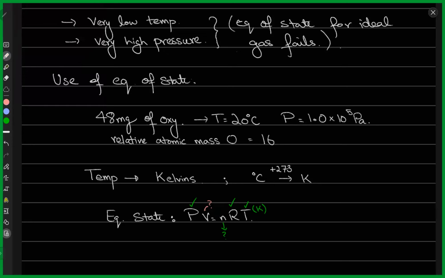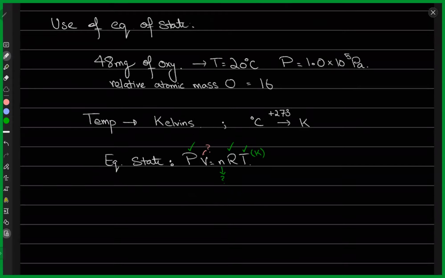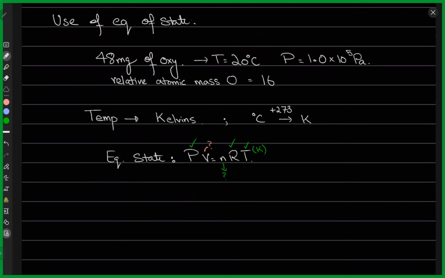So what's the first thing that we can do at this point? The easiest thing to do is write the temperature in kelvins, which would be 20 degrees centigrade plus 273, which makes it 293 kelvins. Sir, we have to convert milligrams into grams. You mean mg into grams? Yes.